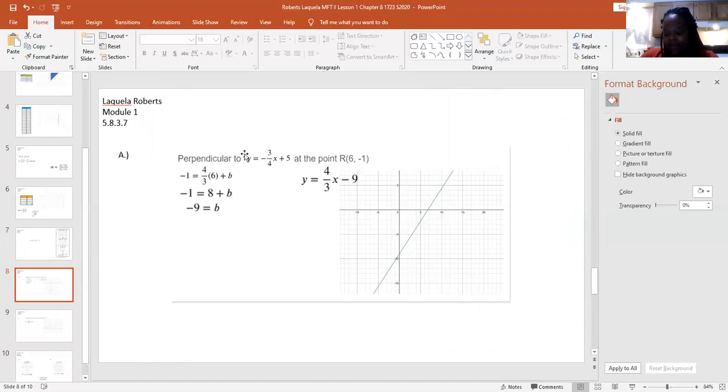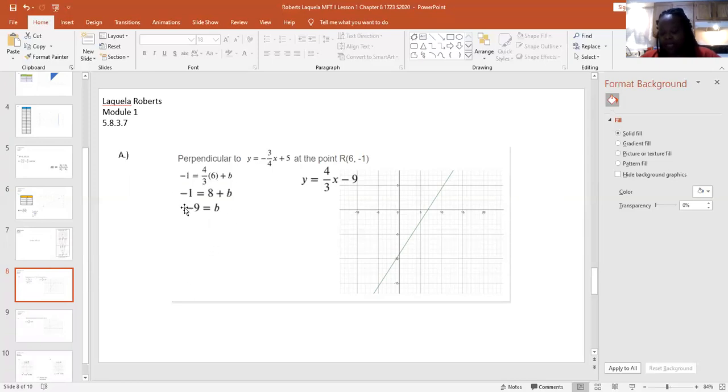Here we're asked to show and explain the equation of the line through the given point that is perpendicular to the given line, okay? 6 is on the x-axis, negative 1 is on our y-axis. To figure the slope, we need to use the formula, okay? Our formula is y minus y1 equals m times x minus x1. So m is our slope.